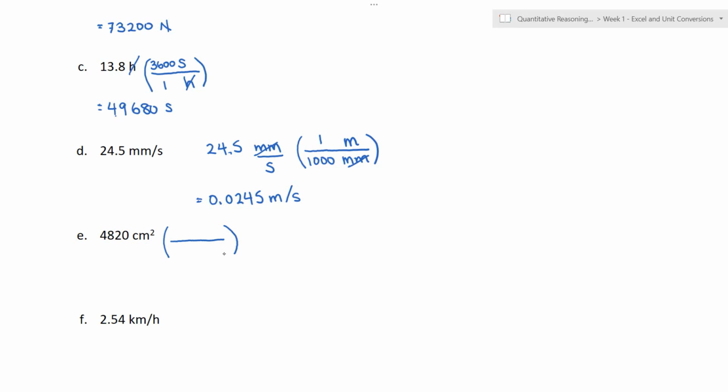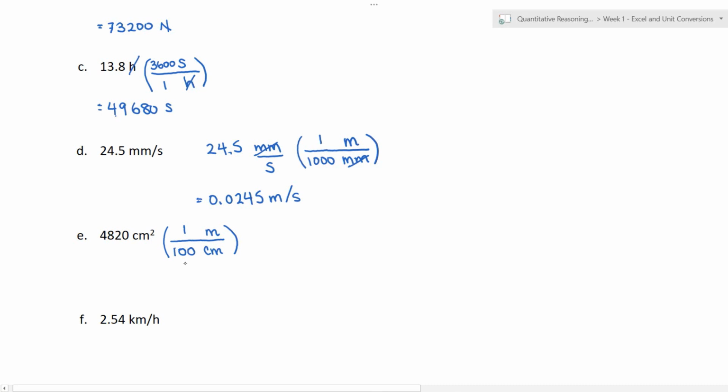Now we're going to ignore the fact that there's a squared for now, and we're just going to cancel out the centimeters. So centimeters is in the numerator right now. I'm going to put it in the denominator. And instead of centimeters, I'm going to replace it with the correct SI unit, which is meters. Now I'm going to write out the equivalency. So 1 meter is the same as 100 centimeters.